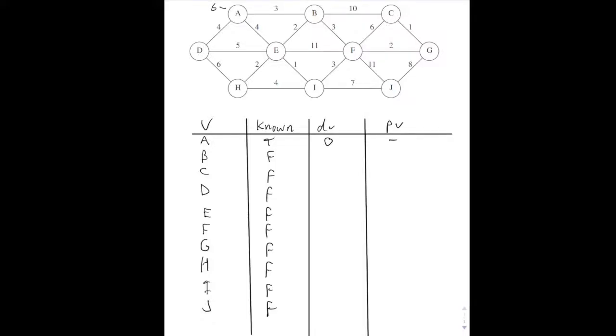Hey guys, doing a quick video on Prim's algorithm. Basically, the purpose of Prim's is to find a minimum spanning tree in a given graph. And Prim's algorithm works a lot like Dijkstra's.